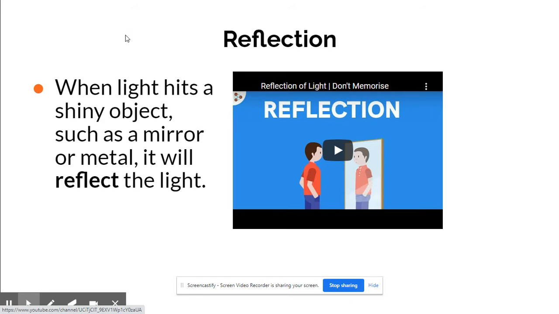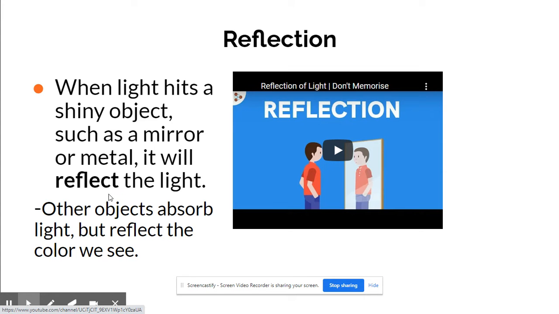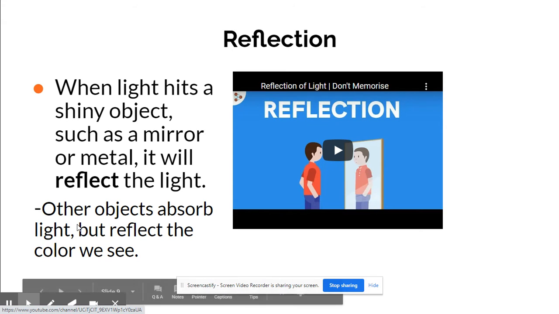So, reflection is how light hits, let's say, a shiny object. Some examples might be a mirror, metal, and then it will reflect. And that word reflect means to bounce off that light. Any other objects will absorb the light, but reflect is the color we see. So whatever color you see, that's what is being reflected. Those other colors we don't see are being absorbed.